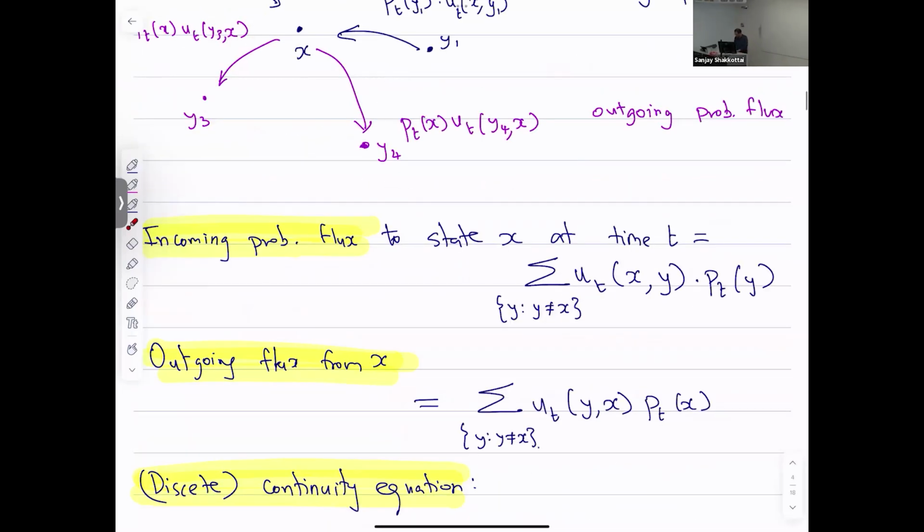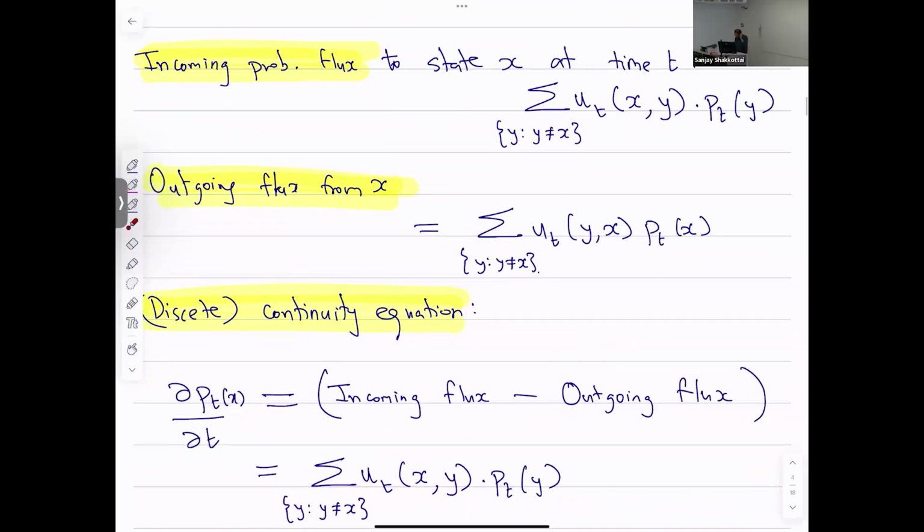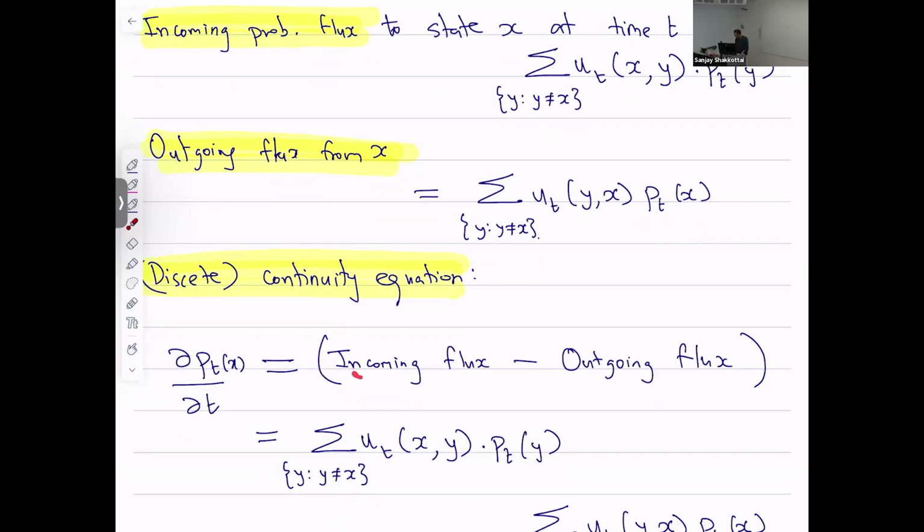You've got incoming and outgoing probability fluxes. And so the discrete continuity equation is, yeah, the negative is already here. The incoming probability flux is the sum over all Y not equal to X of u_t from Y to X times p_t(Y). The outgoing flux from X is the sum over all Y not equal to X of u_t from X to Y times p_t(X). Of course, you could have pulled this p_t(X) outside the sum, but it doesn't matter. We have just written it this way so that it looks consistent. Is this good so far? And now the sign is correct here because it is incoming minus outgoing.